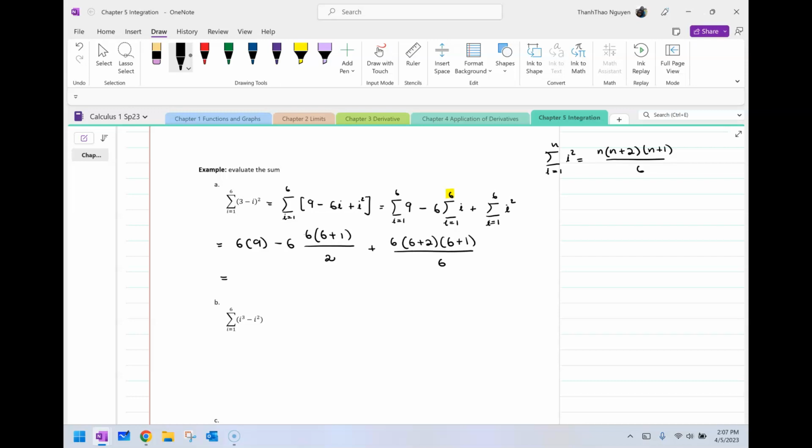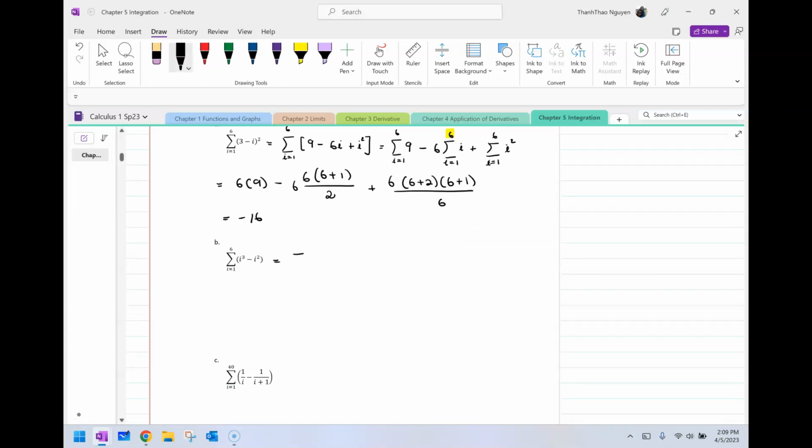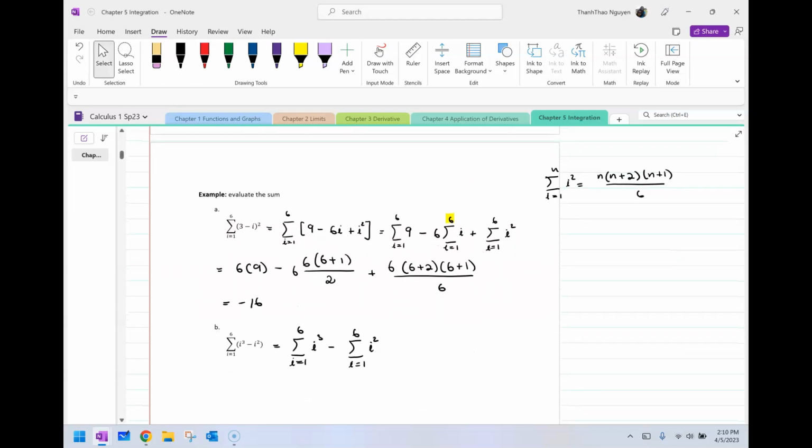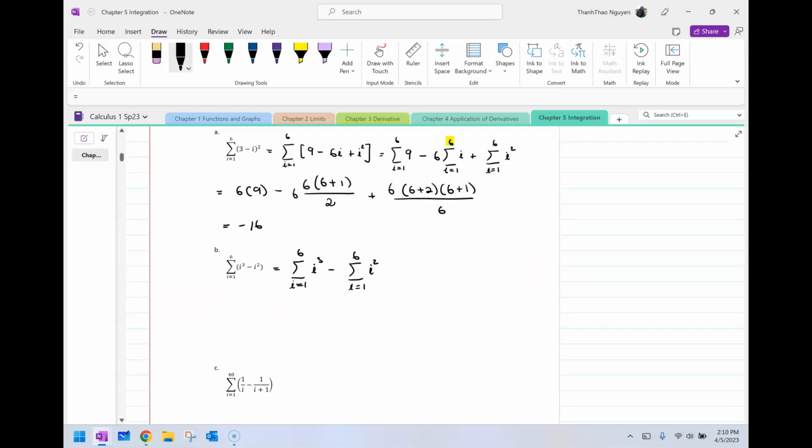Let's go ahead and simplify this. We get negative 16. I can try the next one. Again, I go ahead and split it into two different parts. And I will use the summation formulas that we had earlier. So for the cubes, we're looking at 6 times 6 plus 1 over 2, squared, minus 6 times 6 plus 1 times 2 times 6 plus 1 divided by 6.